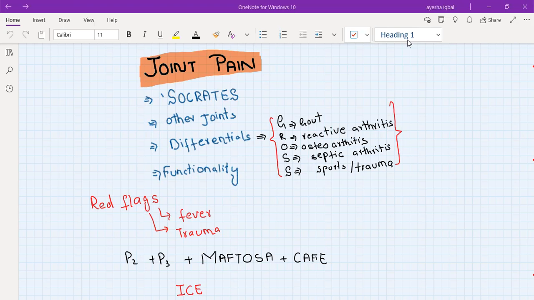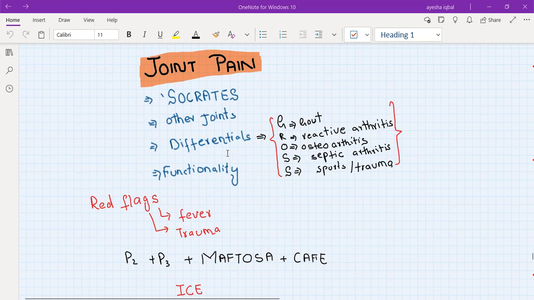Okay, so there are many differentials for joint pain, but the most important differentials that you need to ask are summarized in a mnemonic that I want you to remember, and this is called GROSS. Okay, so G for gout, R for reactive arthritis, and rheumatoid arthritis. Kindly add rheumatoid arthritis here. I forgot to add it, and O for osteoarthritis, S for septic arthritis, and another S for sports and trauma.